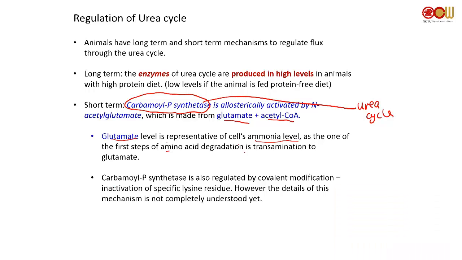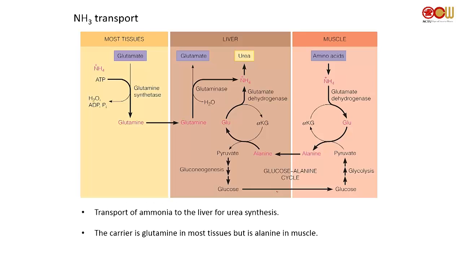Now, this enzyme, carbonyl phosphate synthetase, is also regulated by covalent modification, the inactivation of a specific lysine residue. Now, the details of this mechanism are not completely understood yet, but just to tell you it exists, but the mechanism is unknown. Okay? Very, very last thing for ammonia detoxification is ammonia transport. Now, urea cycle occurs primarily in the liver. So in the liver, you've got urea cycle.